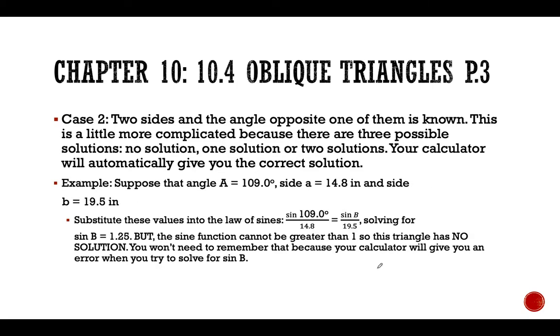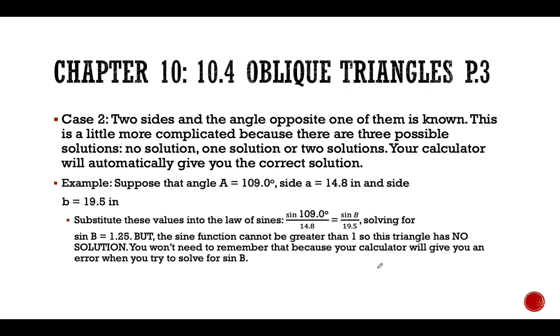In case 2, two sides and the angle opposite one of them are known. This case is a little more complicated because there are three possible outcomes: no solution, one solution, or two solutions. Your calculator will automatically give you the correct solution.